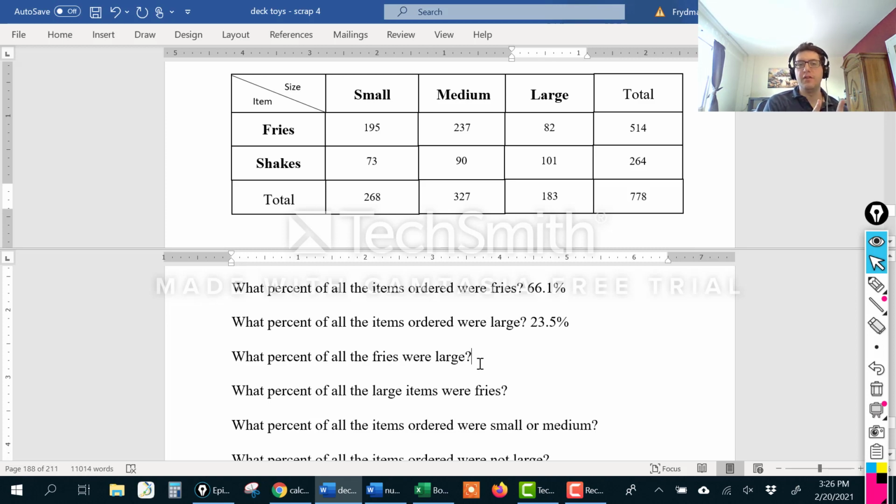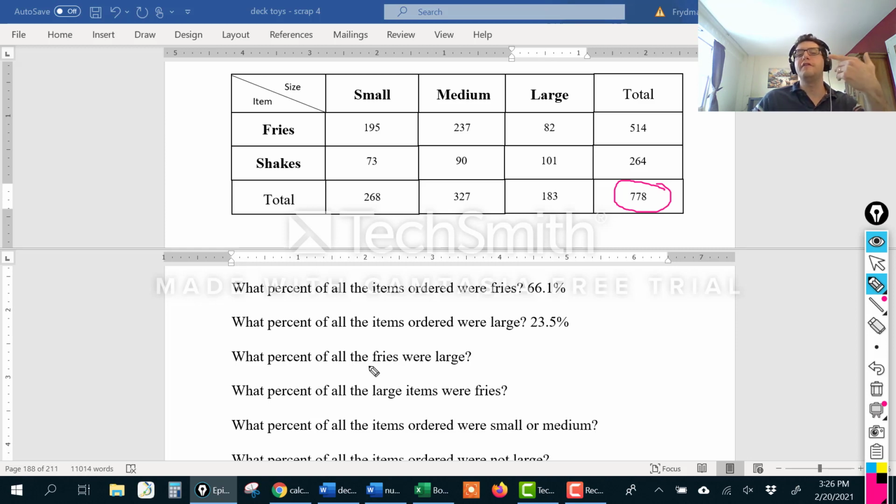What percent of all the fries were large? Now you have to be careful here. For the last two questions, we looked at this number, which was the grand total of everything: fries, shakes, small, medium, large, everything. But now the problem asks what percent of all the fries were large. So I'm not interested in the shakes. This total also includes the shakes that were ordered, but I'm only interested in the fries.